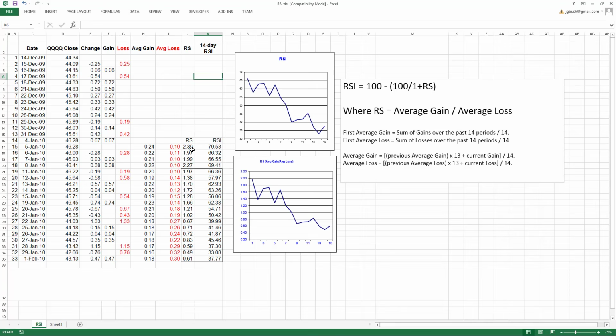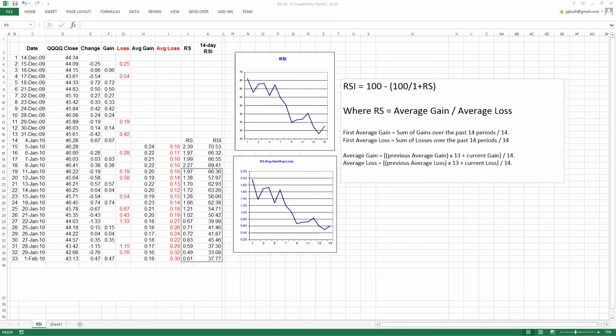After that, while we still incorporate the 14-day average, we don't need 14 periods of data because it's already been incorporated into our first average gain, average loss value. So what happens now is the calculation changes from sum of gains over the last 14 periods divided by 14 to a new calculation, which takes our previous average gain times 13 plus the current gain over 14. Now that probably sounds confusing, and it is. So we'll take a look at exactly what's going on there.